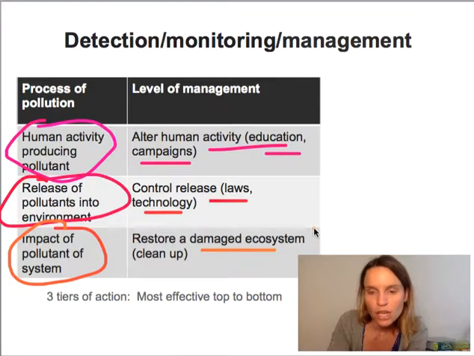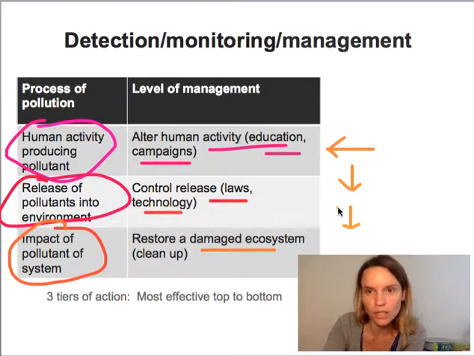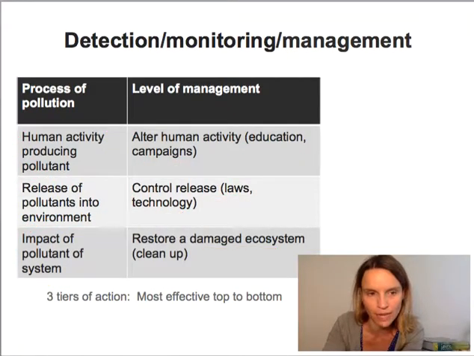So if you had to rank these in order of effectiveness, dealing with the human activity producing the pollutant is always the most effective thing you can do, followed by dealing with its release, followed by dealing with its cleanup. And currently we live in a world where we are trying to deal with a lot of cleanup. And something that you're going to do for your homework actually has to do with trying to look at how people deal with cleaning up pollutants. So let's look at that right now.